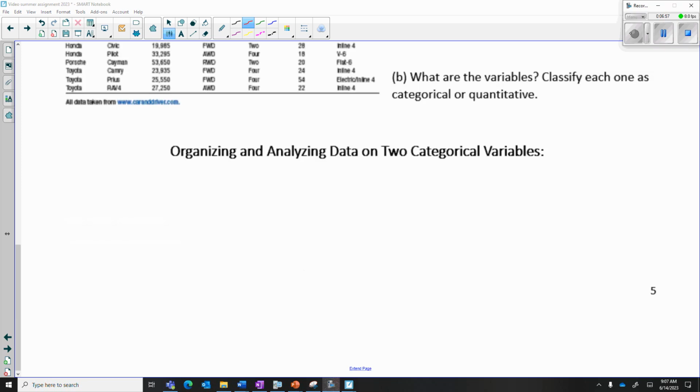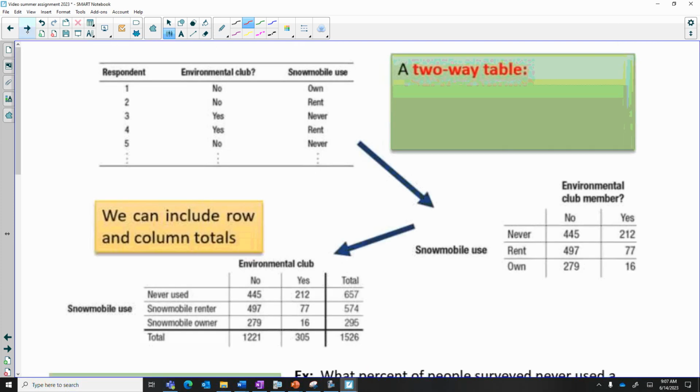Now we're going to talk about how we can organize and analyze the data on two categorical variables. So what if I took two variables and I wanted to put them against each other? The two variables that they picked here were, are you a member of the environmental club, yes or no? And have you ever used a snowmobile? Have you owned it? Have you rented it? Or have you never used it at all? So a two-way table is a way to display two categorical variables.